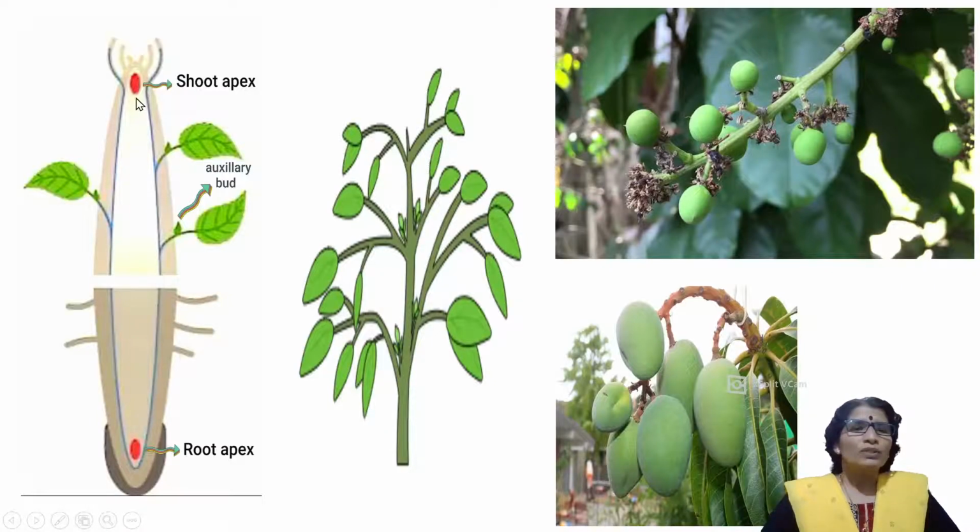And this is shoot system. This is shoot apex. Here also, due to the activity of cytokinins, repeated division takes place and stem grows very lengthy. And these are the axillary buds. Axillary region means the upper angle which is present between leaf and axis. So in the axillary regions, axillary buds develop. These axillary buds, due to the activity of cytokinins, developed into lateral branches.